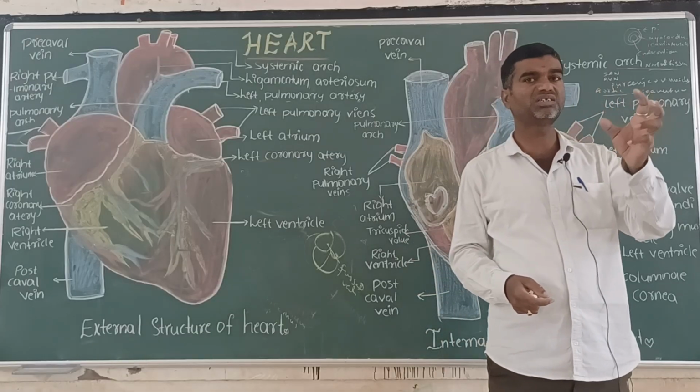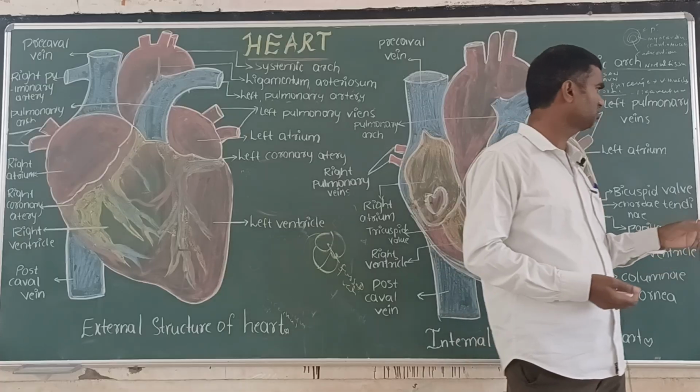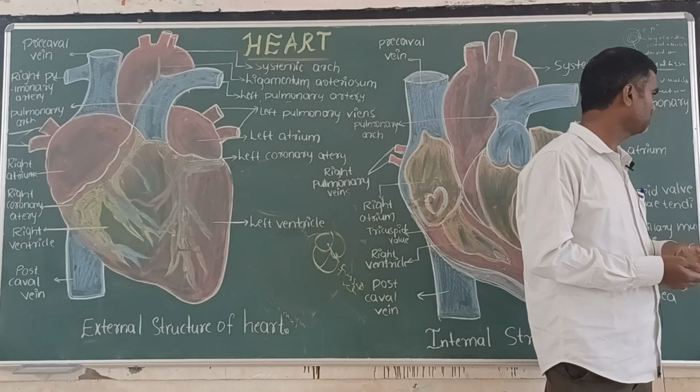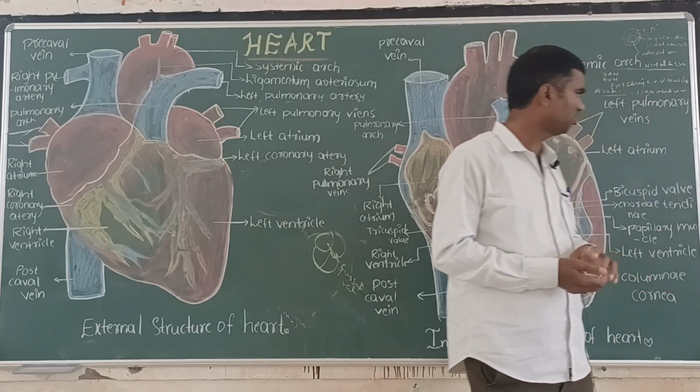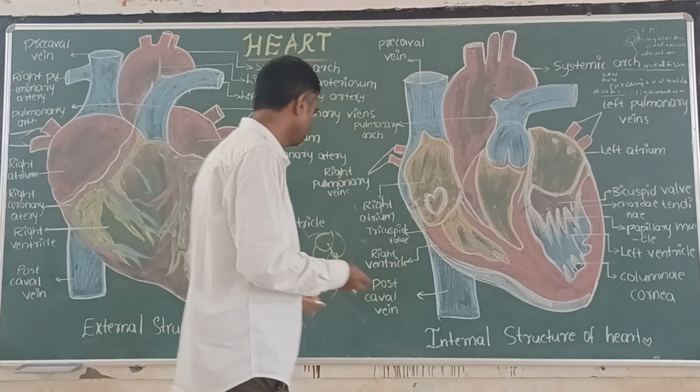In the myocardium, thick-walled muscle substances are present. So thick-walled muscle substances are present, and that is called the myocardium. Through the myocardium, the coronary sulcus is present here.